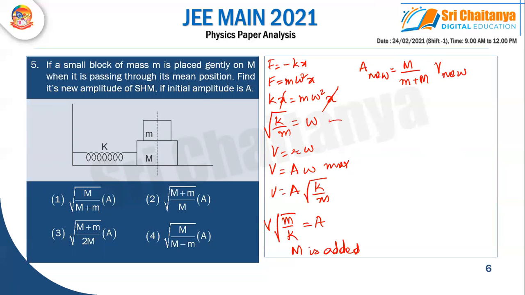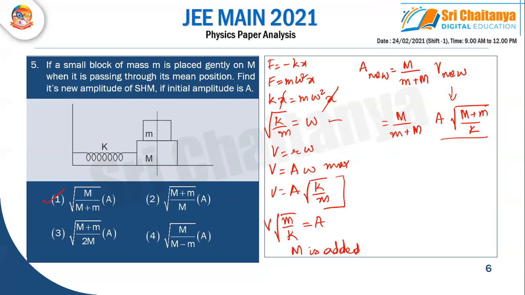Now I'm going to replace this V new. V new will be m by (m plus M), and now A into root of (m plus M) by k. This is based on this particular equation, what I have calculated. I did this calculation, so go through it. Upon solving this, we are going to get the first one as the right option.